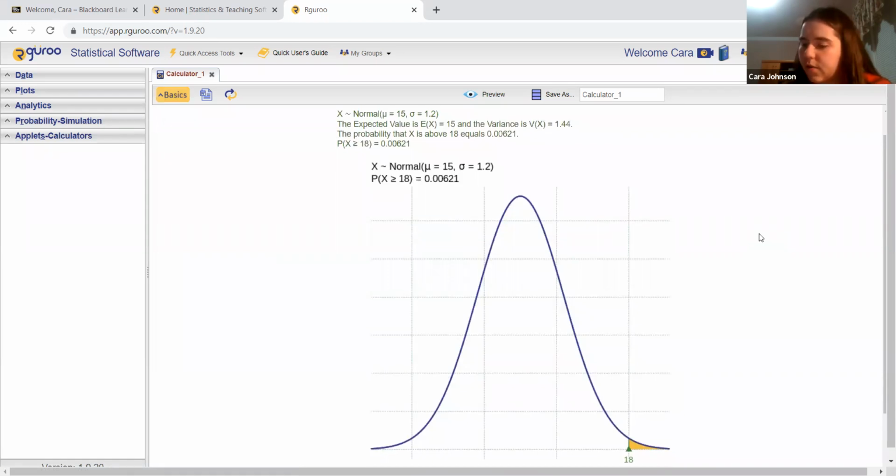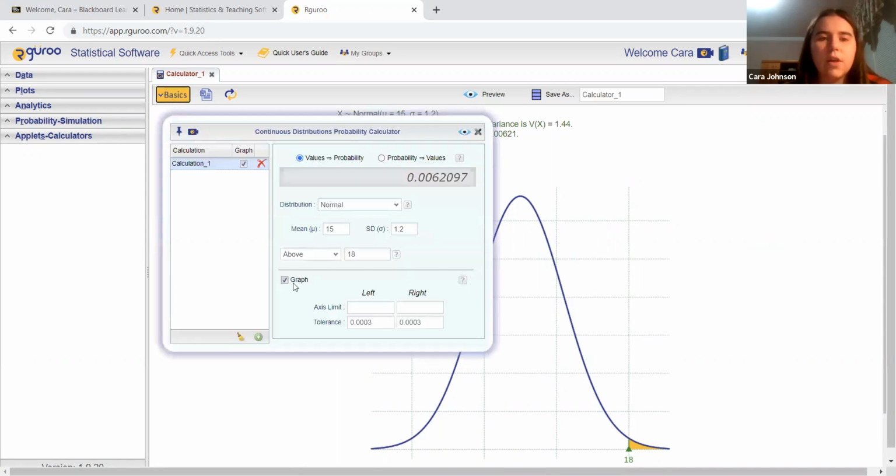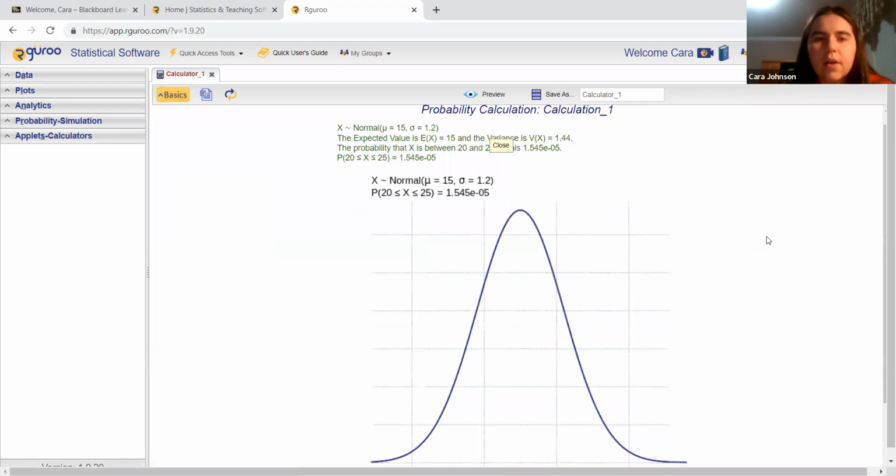The next question, find the probability of a flower being between 20 and 25 centimeters tall. So you're going to hit between and then 20 and 25. Hit the eyeball. There we go.